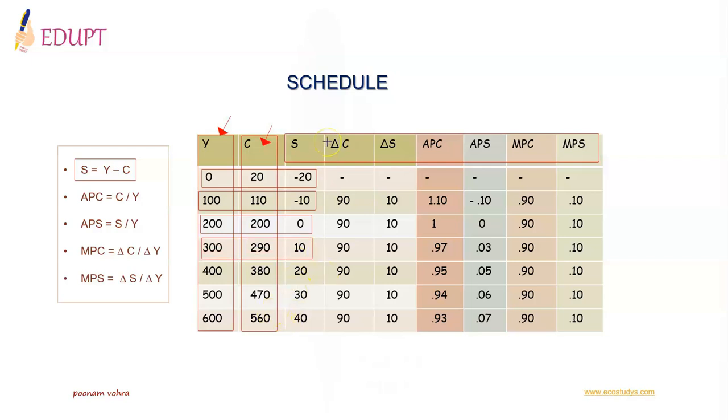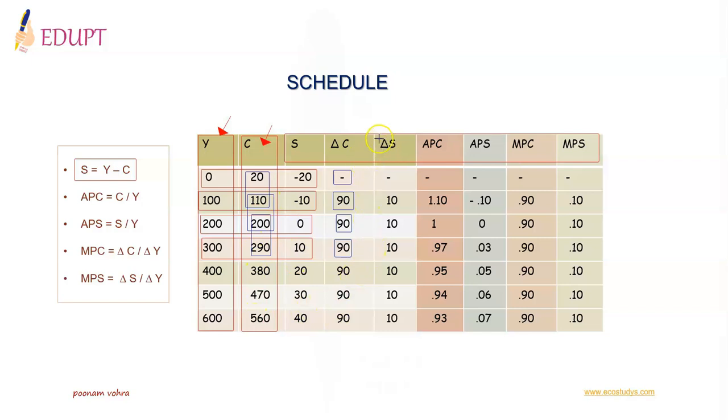One can find delta C. When income is 0, it is not defined. After that, it is 110 minus 20, which is 90. 200 minus 110, which is 90. 290 minus 200, which is 90, and so on. One finds that delta C is same in each case because consumption is changing at the same rate.